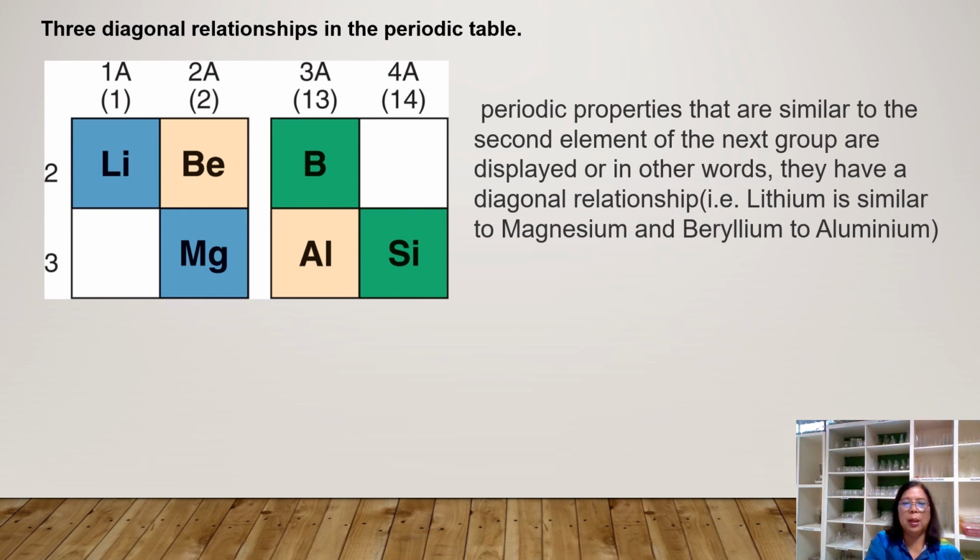Okay, this is the diagonal arrangement in terms of relationship in the periodic table. So the nearest element which lithium is similar with is not beryllium, but rather magnesium, no? Just as the same with boron and silicon.